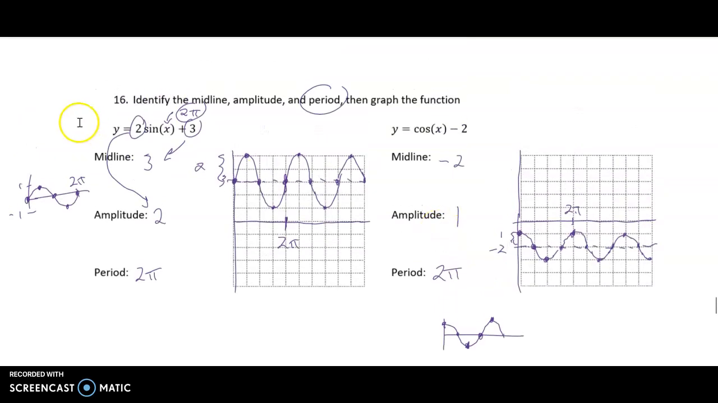So let's see. Did we identify the midline, amplitude, and period for each of them? And we did graph all of them. All right, so in the next video, I will show you how to deal with a little bit of ones where they change the period.